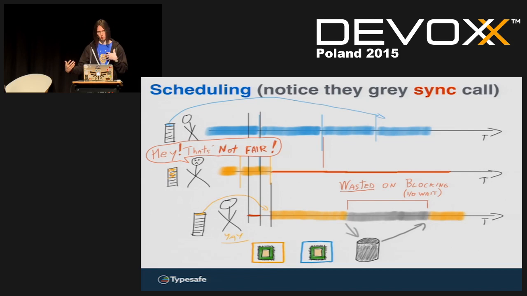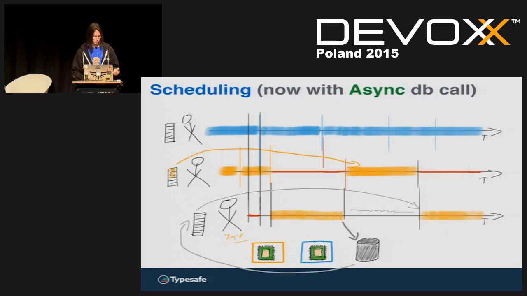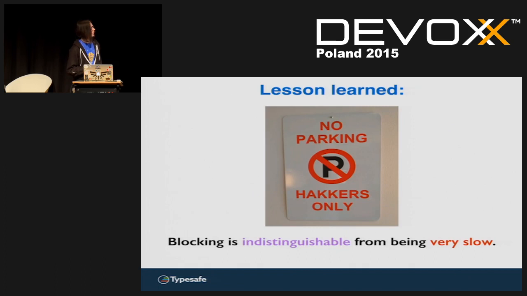So how would the same thing look in an asynchronous system? You see the gray line now: I just issue a command, and I tell the database or the driver or something, hey, if you're done, just tell me. And the reply comes back into the mailbox. During that time, we can use the CPU in the middle actor. So we're not wasting resources, CPU time, right? So, first lesson learned today: do not block, no parking at any time. And blocking is indistinguishable from just being very slow or being unlucky with scheduling.